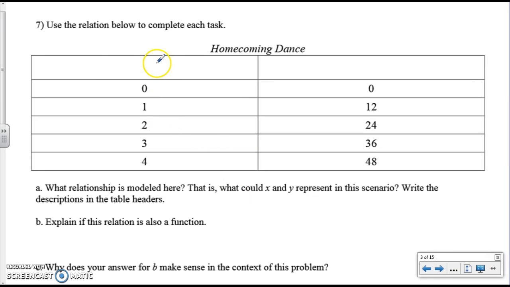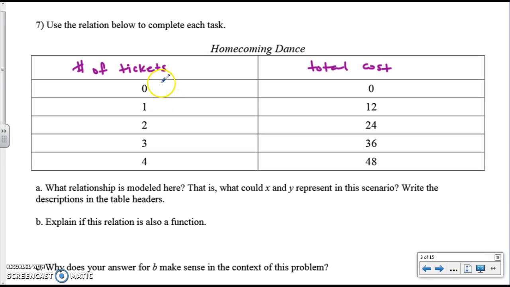Just an example or a thought is number of tickets purchased and total cost. Could be one idea of what those could represent. Explain if this relation is also a function.